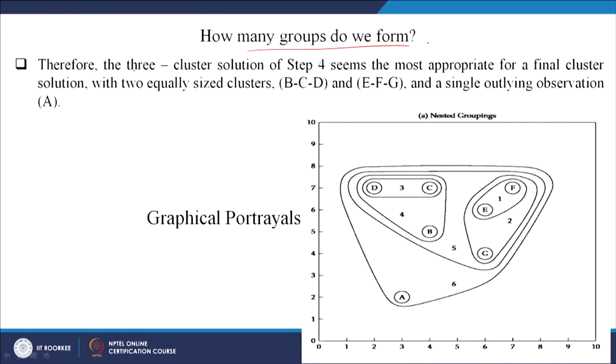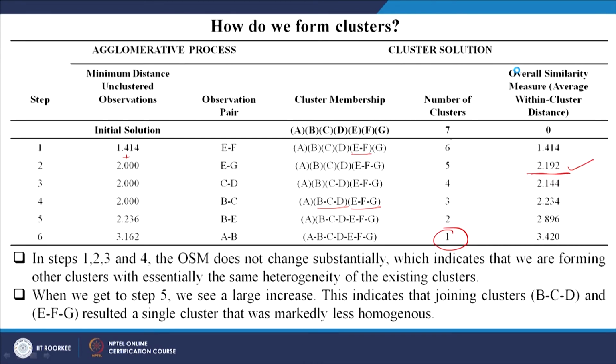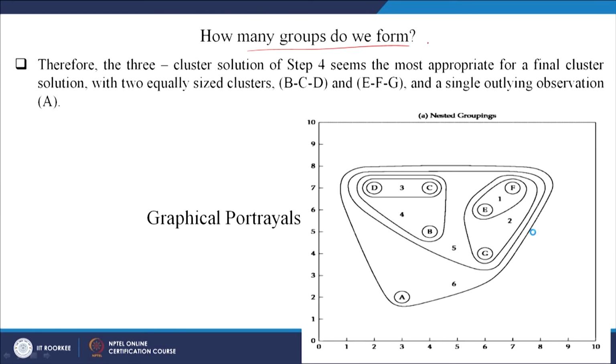Therefore, how many groups do we form? The question comes. The 3 cluster solution of step 4 seems the most appropriate. Let us see, for example, here. If you look at these values, where is the change maximum? Here there is hardly any change, there is a change, yes, a big change here also, but otherwise only a slight change. Now if you go from the bottom, there is some change here and here, but only slight, and this one has almost no change, rather it is increasing. So, how many clusters have to be formed, we can think accordingly.